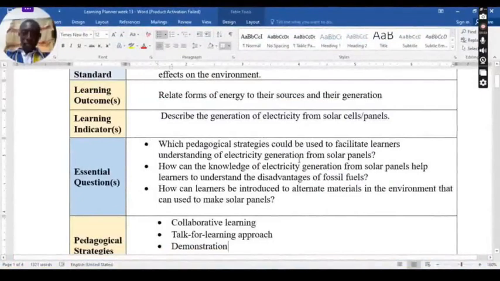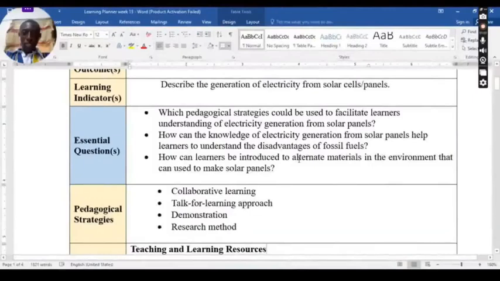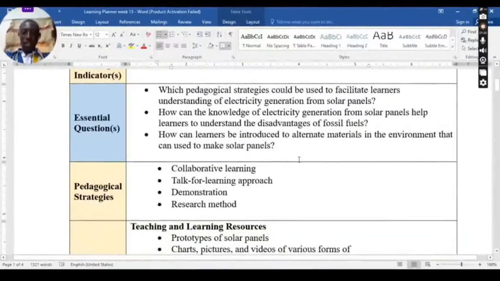So let's look at the EQ, essential question, for this topic. Which pedagogical strategies could be used to facilitate learners' understanding of electricity generation from solar panels? So that is for the teacher. Which teaching method, pedagogical strategies is he going to use? And then the next question: how can the knowledge of electricity generation from solar panels help learners to understand the disadvantages of fossil fuels? So this is about the environment, comparing solar panels to fossil fuels.